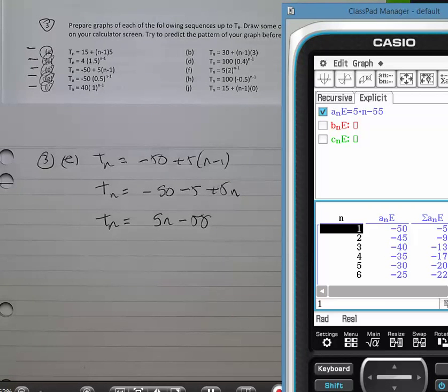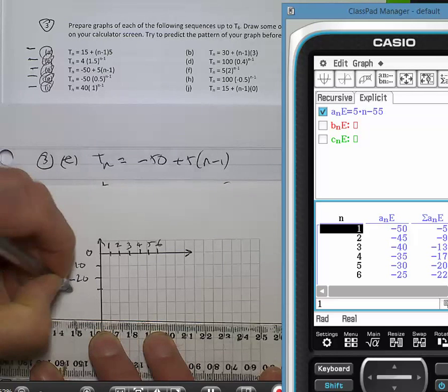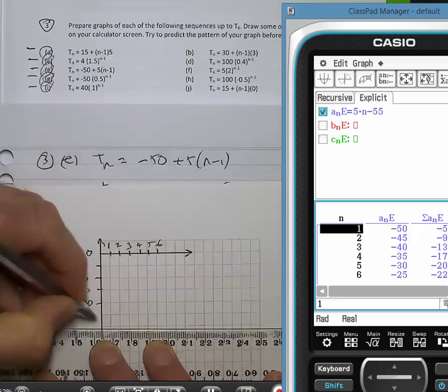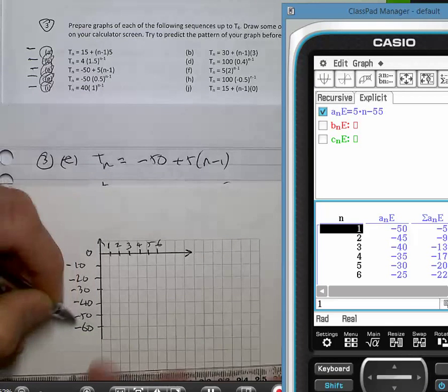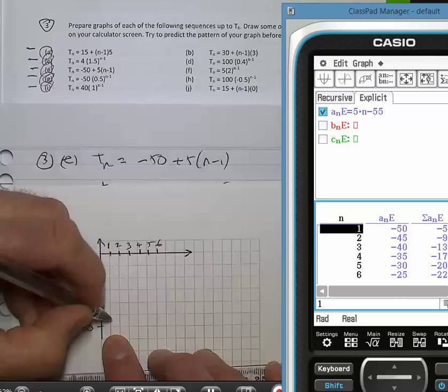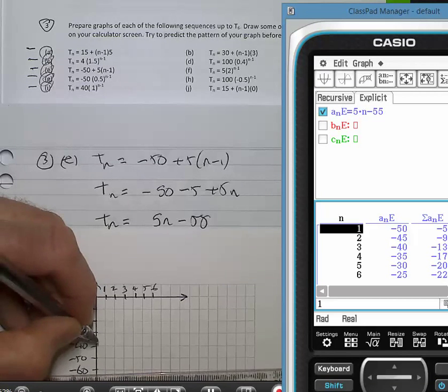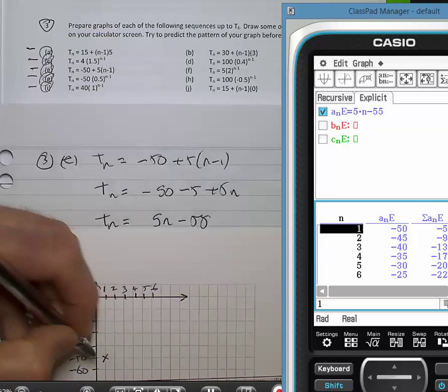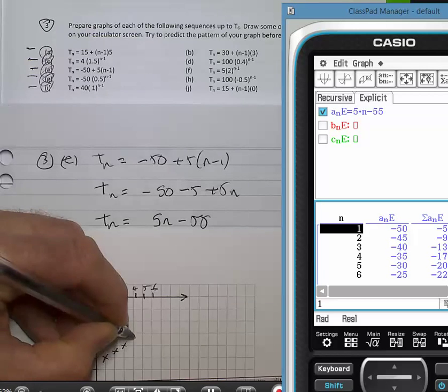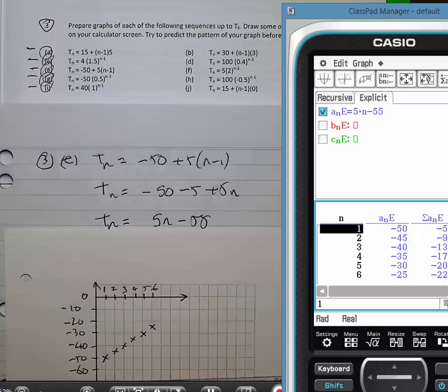I'll just get some graph paper and show you how we could graph that for n is equal to 1 to 6. So I could set up my graph in a similar way to what I'm doing here, or exactly the same way as I'm doing here. It's up to you. I could have gone intervals of 5 rather than what I'm doing here. So it starts off at minus 50 and then goes up in intervals of 5. So my 6th term ends up at negative 25.